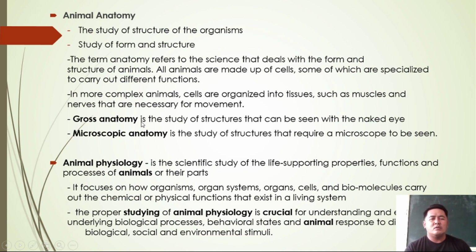Okay, so if we're going to study animal anatomy, we are going to study gross anatomy. This is the study of the structures that can be seen with the naked eye. So if you can see it on the body, the posture of the animal, that is gross anatomy. What you see is the shape of the body of the animal, how long it is, the feet and the legs, how big its head is, the ears, and so on and so forth, that you can see with your naked eye.